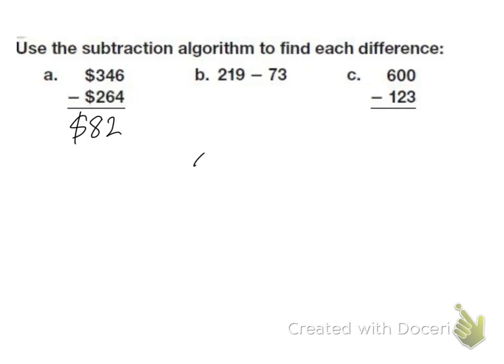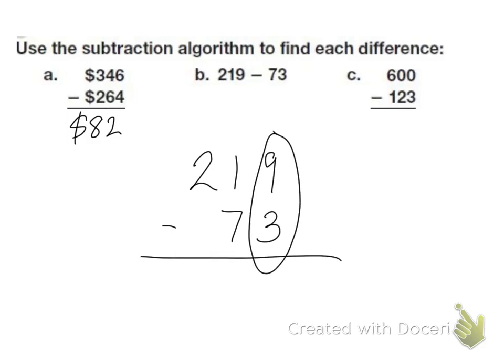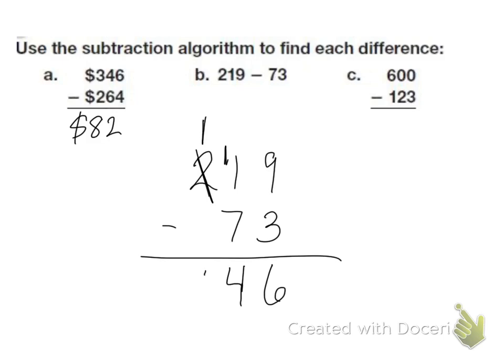All right, so I have 219 minus 73. Make sure to line up your place values so you can subtract. All right, well, 9 minus 3 is 6. I cannot subtract 7 from 1, so I need to go to the hundreds. I'm going to borrow 100 and turn it into 10 tens. So now I have 11 tens minus 7, which is 4. And then 1 minus nothing is 1. So my answer is 146.